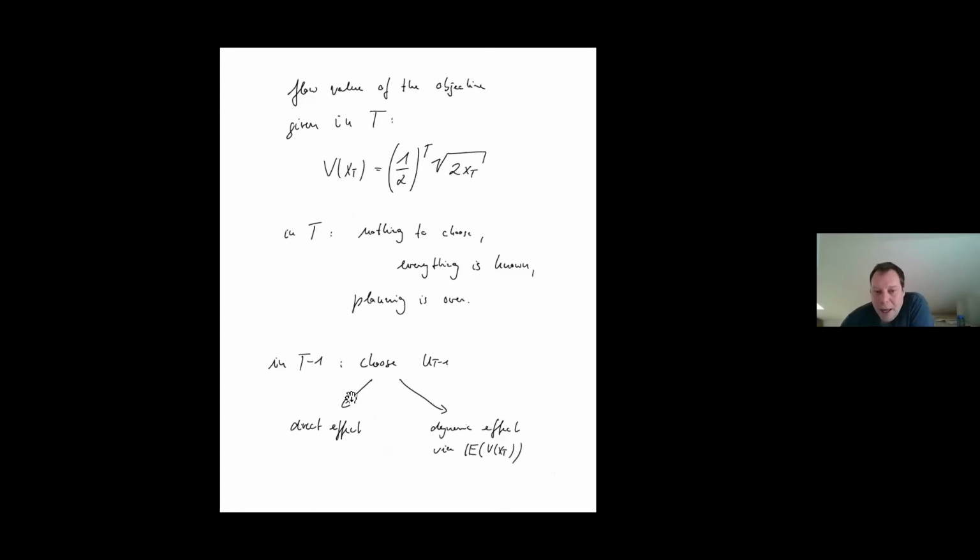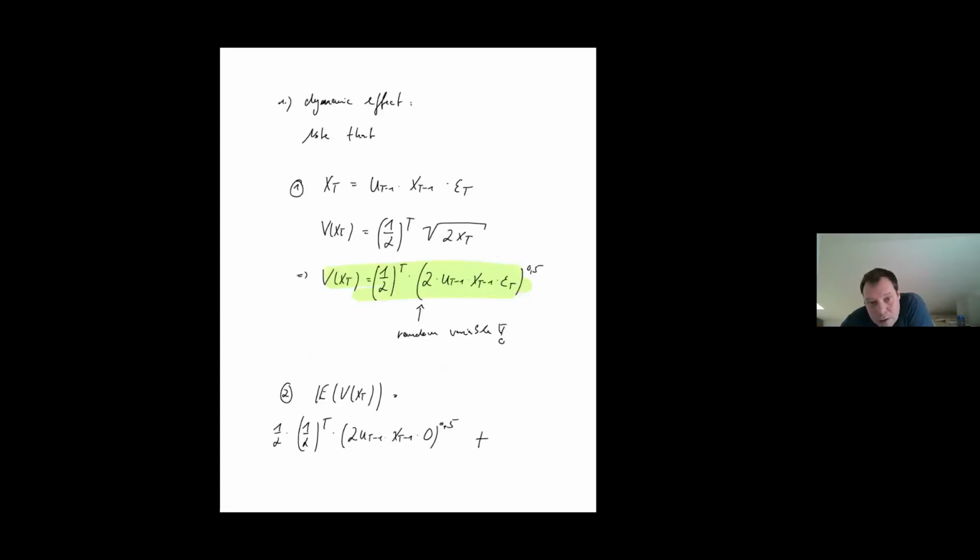Okay. Where can we do anything? Well, we can do something in T minus 1, because we can choose the control, which is labeled here as U capital T minus 1. And we have a direct effect that affects the contemporaneous utility, or the contemporaneous payoff. And we have a dynamic effect, namely via the expected value function as of tomorrow. And why is that? The reason is that with my choice today, I can affect my situation tomorrow.